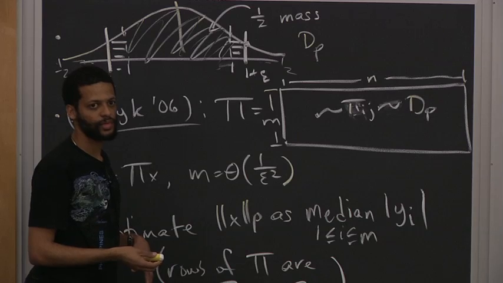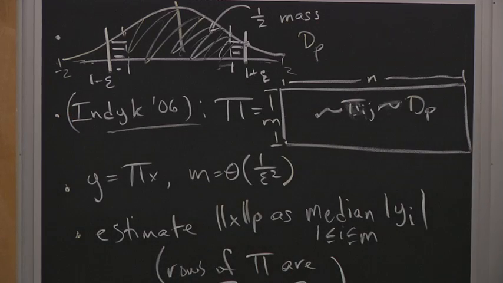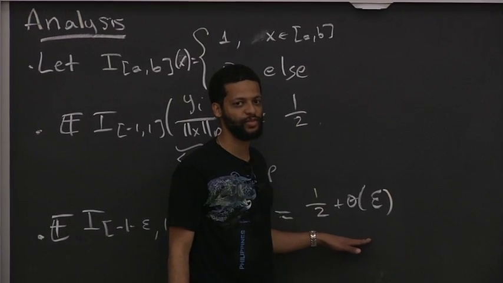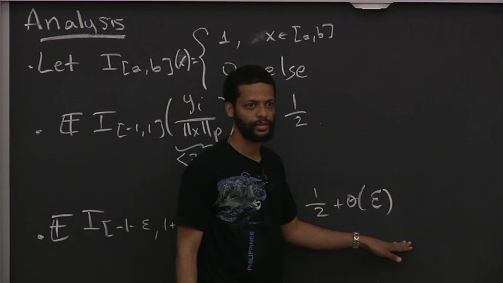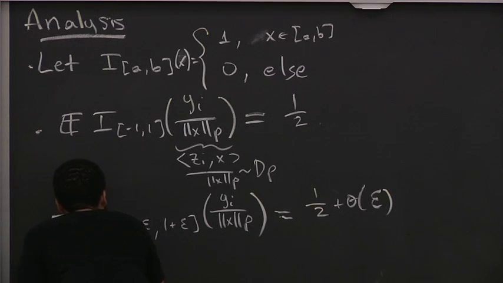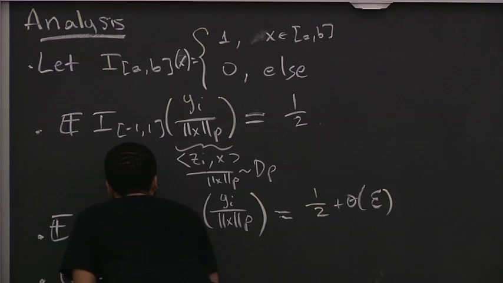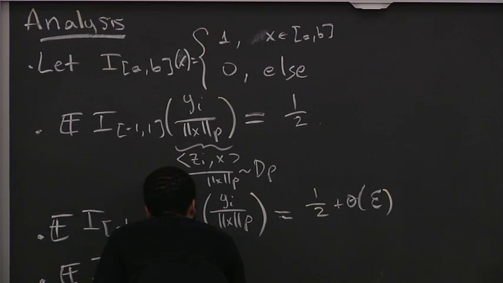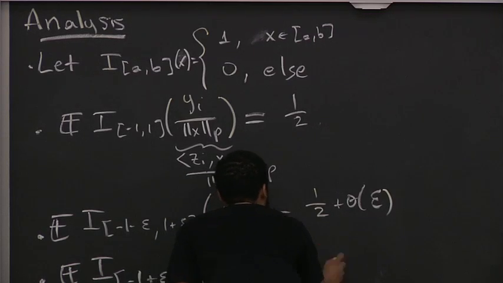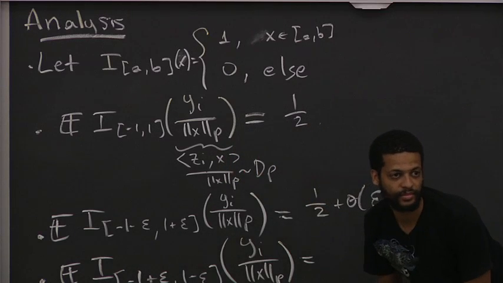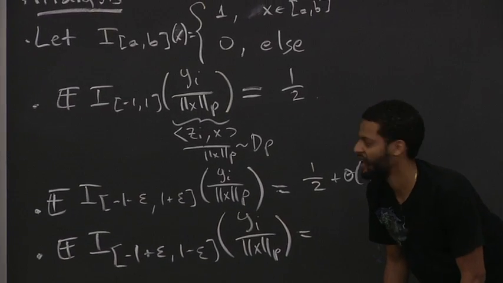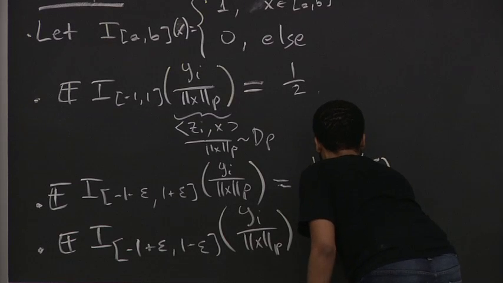Right? What I really want to say is not just O of epsilon, but really omega epsilon. I want to say that you really are gaining roughly epsilon mass if you move out by epsilon. And similarly, what happens if you shrink the interval by epsilon? Right? What's this? Half minus theta epsilon, right?